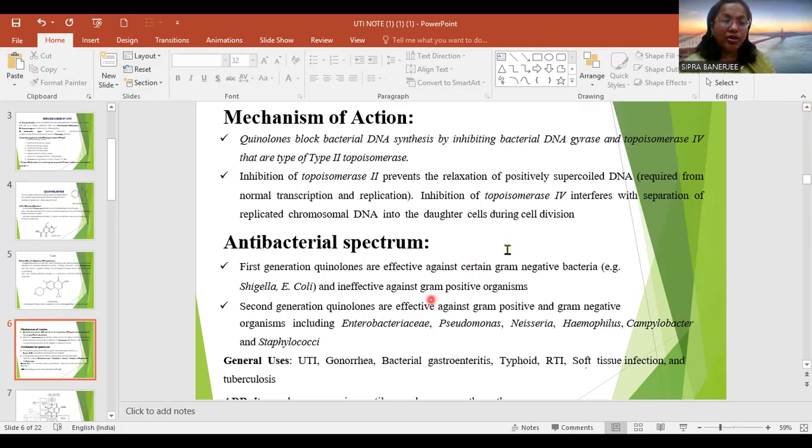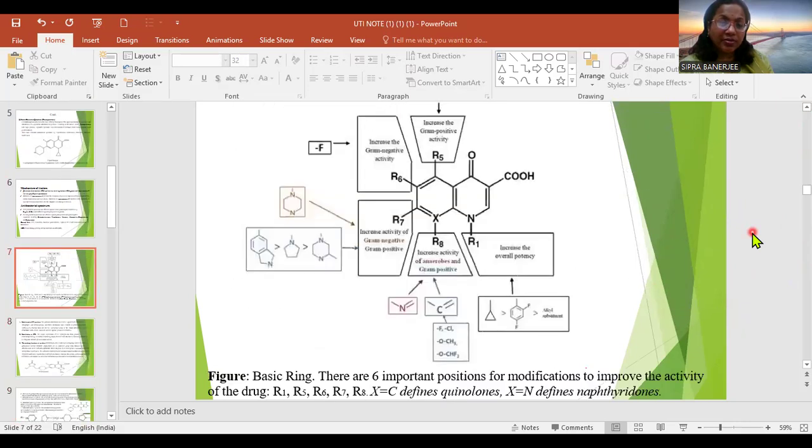Okay, and the antibacterial spectrum. First, they are effective against certain gram positive bacteria. Okay, some bacteria can cause pain also whenever they are infecting. Or E. coli, Shigella, these are the organisms. Now, they are generally used in UTI, gonorrhea, bacterial cystitis, respiratory tract infection, soft tissue infection. There we can use these antibacterial agents.